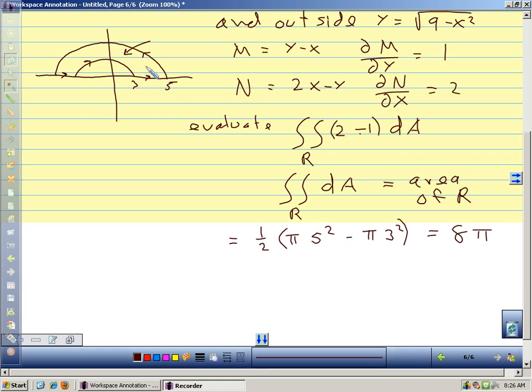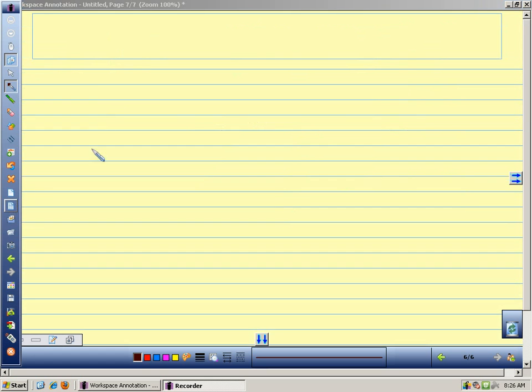If we have a closed region and our field is not conservative, we can use Green's theorem to transform the line integral into a double integral over our region. And often that double integral is easier to evaluate than multiple line integrals around the boundary. So let's look at one more example, and then we'll be done.